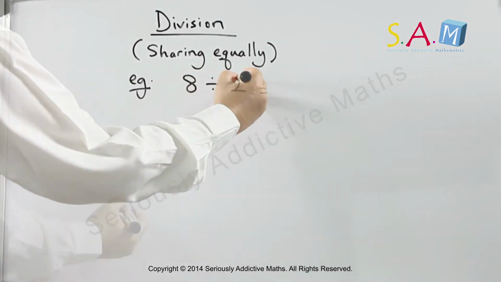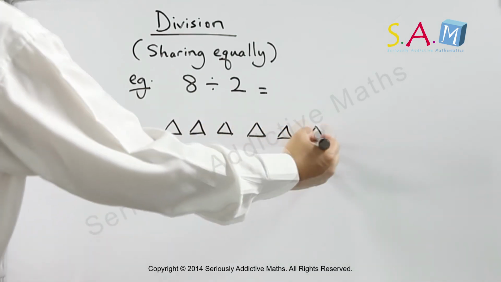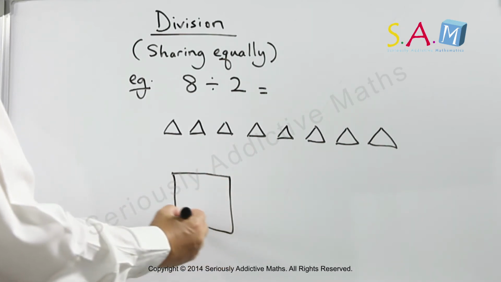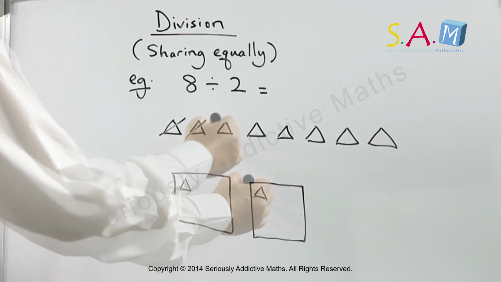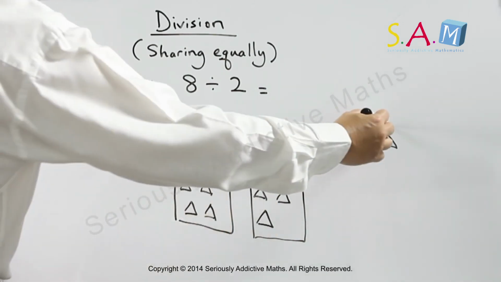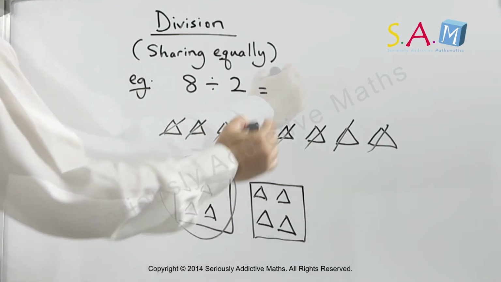8 divided by 2. So if I have 8, 1, 2, 3, 4, 5, 6, 7, 8, I want to put them into 2 boxes. 1 here, 1 here, 1 here, 1 here, 1 here, 1 here, 1 here, 1 here. So 8 divided by 2, each one gets 4.